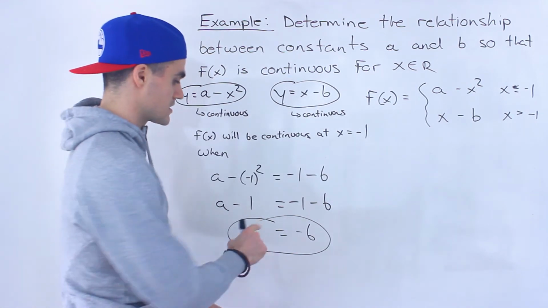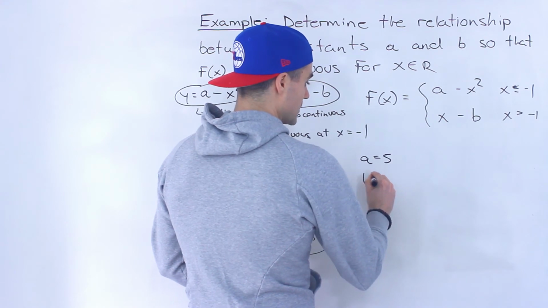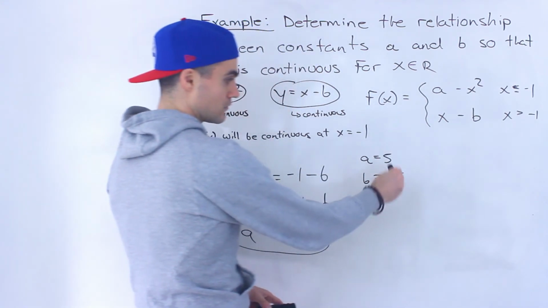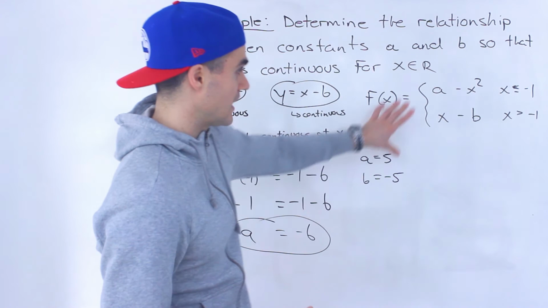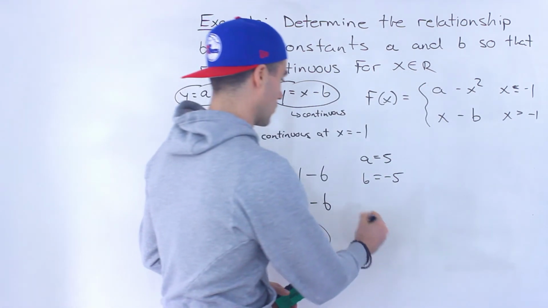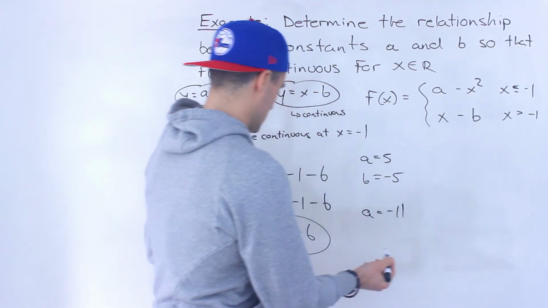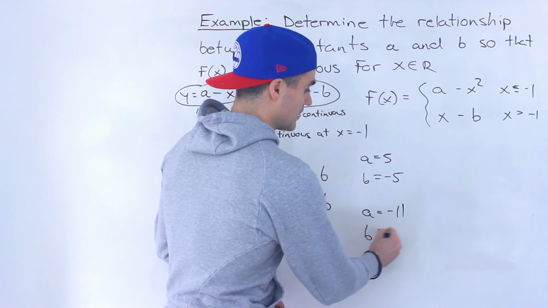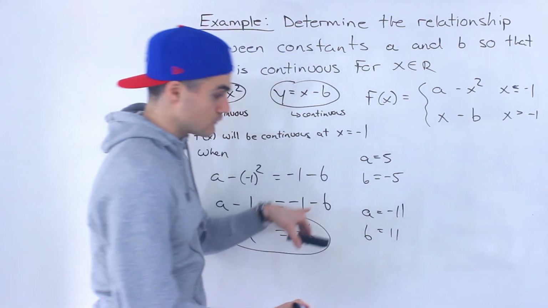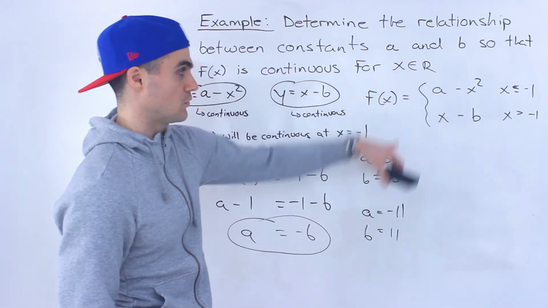So we could pick any constant. If we let a, let's say, equal 5, well, then that means b has to be -5. And if a is equal to 5, b is equal to -5 in this piecewise function, then it's going to be continuous. Or if we let a equal, let's say, -11, then b would be the opposite sign, -11, which would be +11. So that combination will work as well.